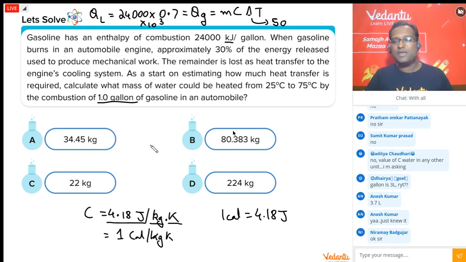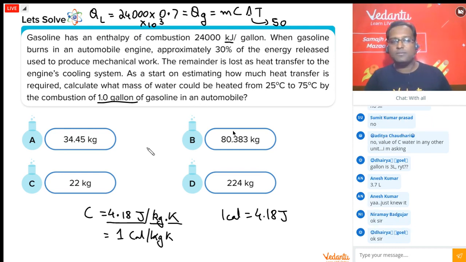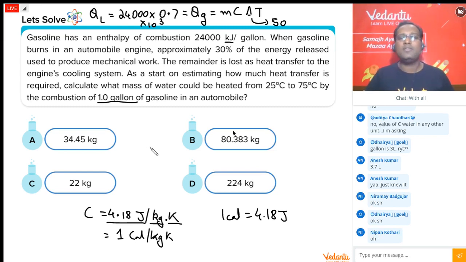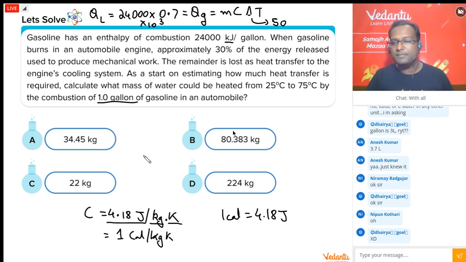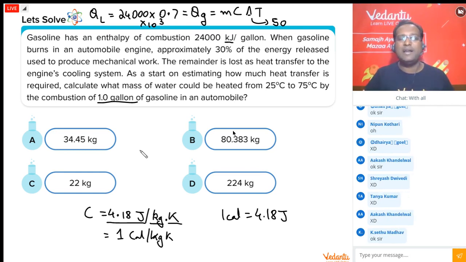US gallon and UK gallon are different things. Whenever you see in the question gallon or any other nonsense is used and they have not given you the conversion unit, simply skip the question, move ahead, not worth the time. Standard conversions like feet, mile, etc., those are fine, but a gallon or a barrel, don't get into those volume conversions, just skip it.